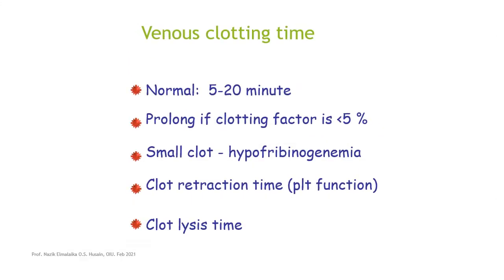The venous clotting time is normally about 5 to 20 minutes. It is prolonged if the clotting factor is less than 5%. If there is a small clot, that means there is hypofibrinogenemia. The fibrinogen level is low. If the clot retraction time is abnormal, this is also a disorder of platelet function. There is also a test called clot lysis time.